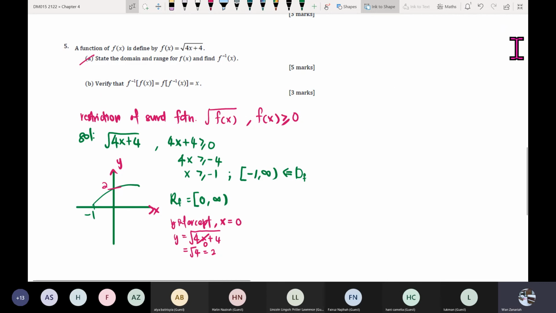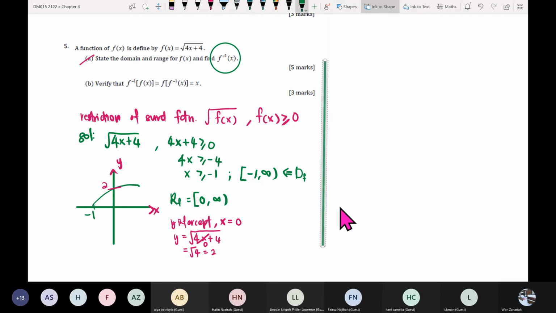Okay? Alright. Yang B ni verify F inverse Fx is equals to F inverse. Oh, baru ni domain dan range untuk Fx, I tak cari lagi F inverse. So kalau macam tu soalan A kita ni tak habis lagi. Dia nak kita cari F inverse. So macam mana nak cari F inverse? F inverse X adalah equals to Y.